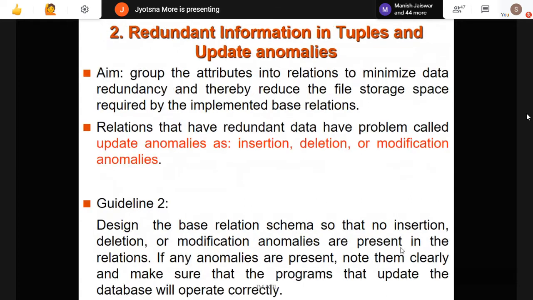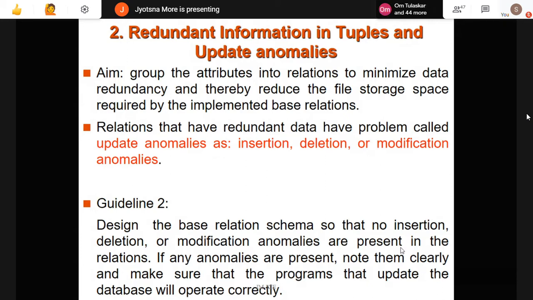Second one: redundant information in tuples and update anomalies. What do we mean by update anomalies? Basically, insertion, deletion, or any type of modification anomalies together are known as update anomalies. Anomalies means anything which results in something unexpected or wrong. You will get a wrong result, something unexpected which is not expected for that particular query. So that is known as the anomalies.